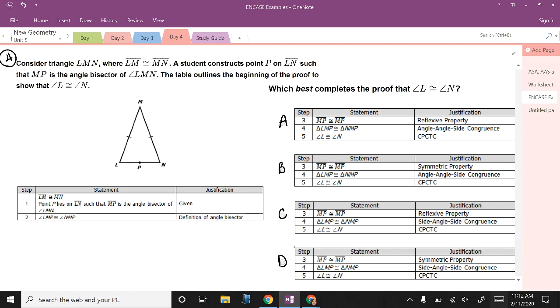Okay. So this one took a little bit more work. Y'all agree? For one thing, they told you something, but they didn't do it in the picture, right? It says consider triangle LMN where LM is congruent to MN. They did mark those for you. A student constructs a point P on segment LN such that MP is the angle bisector of angle LMN. They didn't draw that line segment, did they?